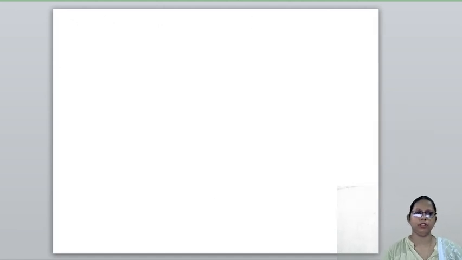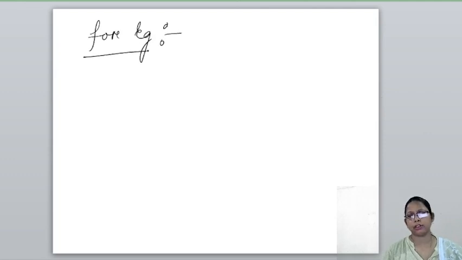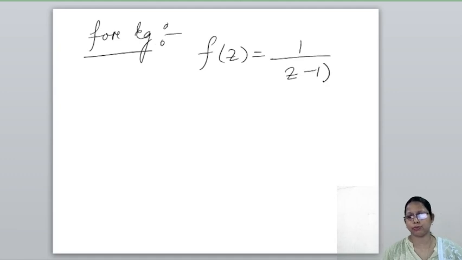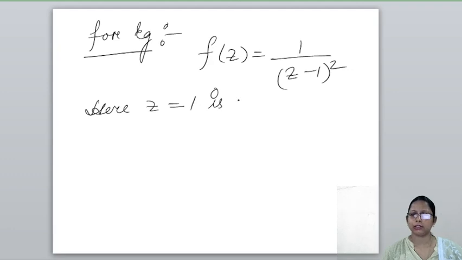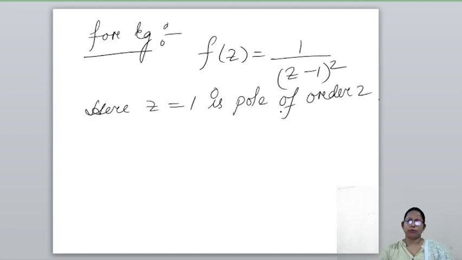For example, consider the function f(z) equal to 1 by (z minus 1) square. Here z equal to 1 is a singular point of f(z), and it is a pole of order 2. With that, I would like to conclude. Remaining will be in the next lecture. Thank you.